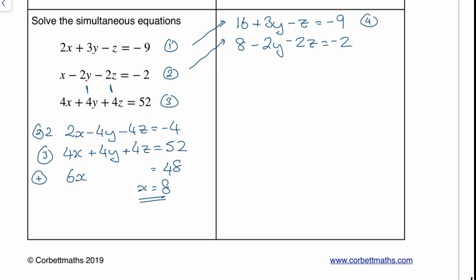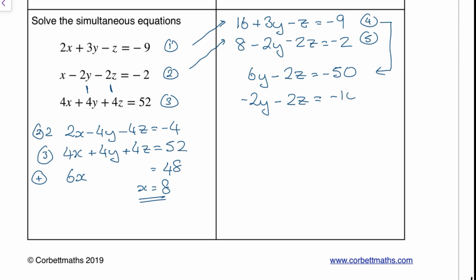Let's call this 4 and 5. Now, look at the z's. If I multiply the top one by 2, then my z's are going to cancel. So let's do this step by step. So multiply the y's and the z's. It's going to give me 6y minus 2z is equal to, well, minus 9 minus 16 is minus 25, times 2 is minus 50. So that was that equation there times 2. Equation 5 I'm just going to write down. So minus 2y minus 2z is equal to, well, minus 2 minus 8 is minus 10.